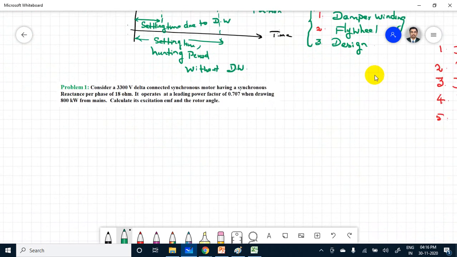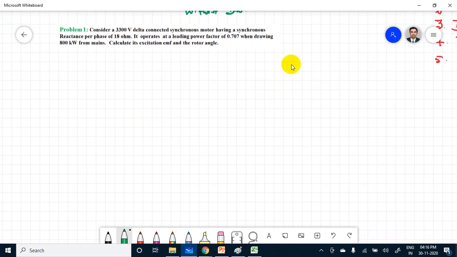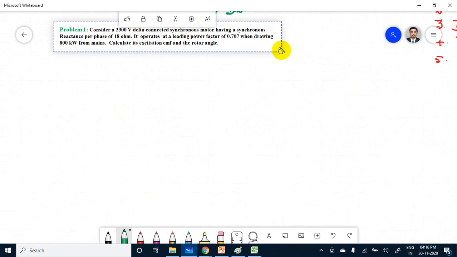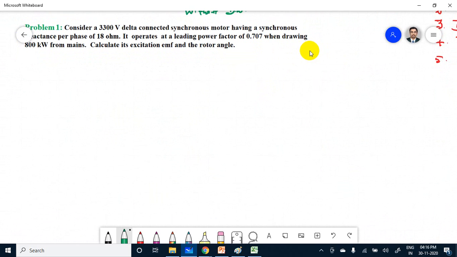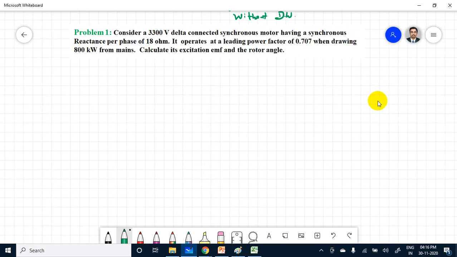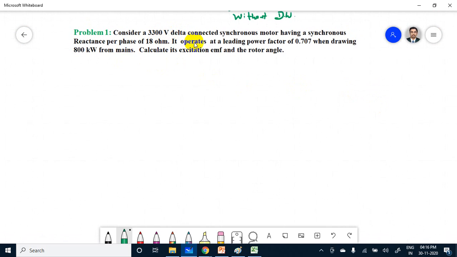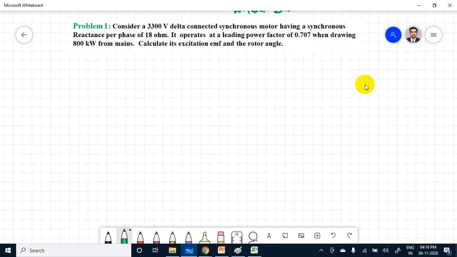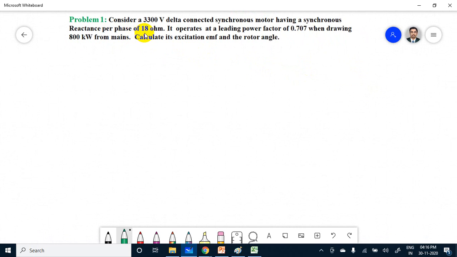Now we will solve one problem. This is the problem. Consider a 3300 volt delta connected synchronous motor having a synchronous reactance per phase of 18 ohms. It operates at a leading power factor of 0.707 when drawing 800 kilowatts from mains. Calculate its excitation EMF and rotor angle.